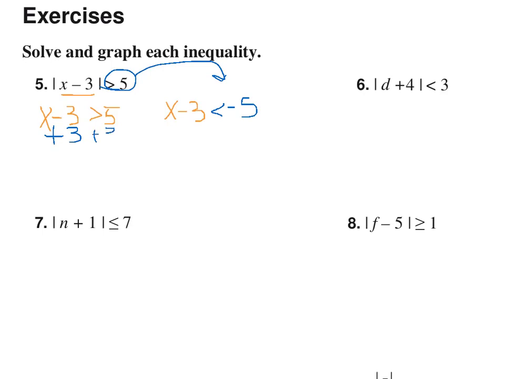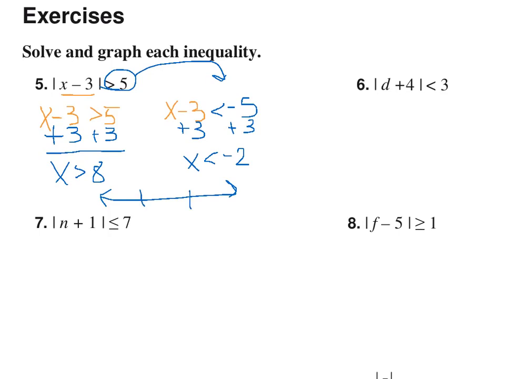I'll add 3 to both sides. So I'll have x is greater than 8. I'm going to add 3 to both sides. And I'll have x is less than negative 2. And then you can go ahead and graph both of those.